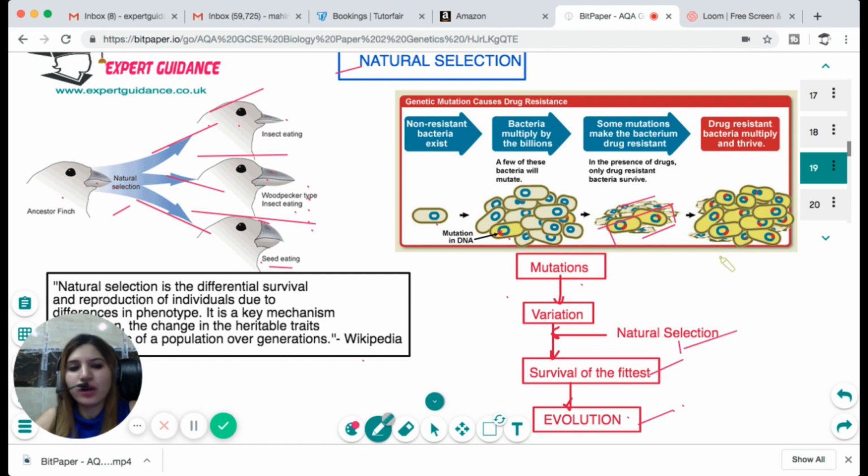So how does it work? There's a mutation. Mutation leads to variation. Then nature selects the best variation, the organism which has the best adaptation. So there's survival of the fittest, and that leads to evolution.